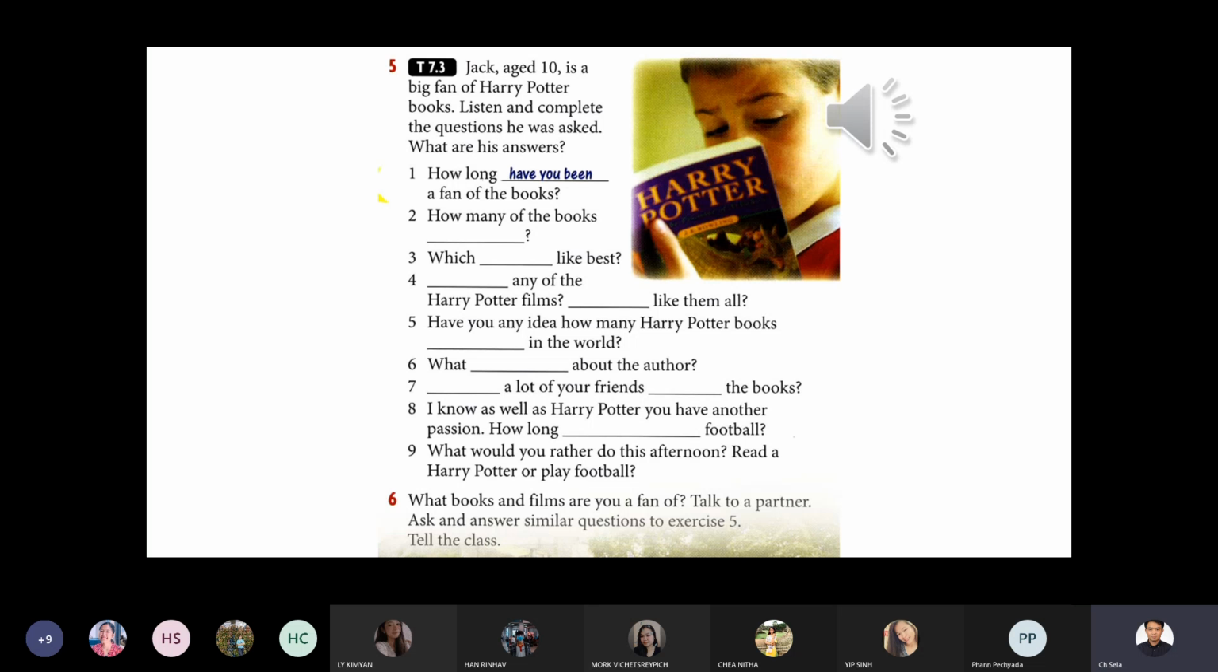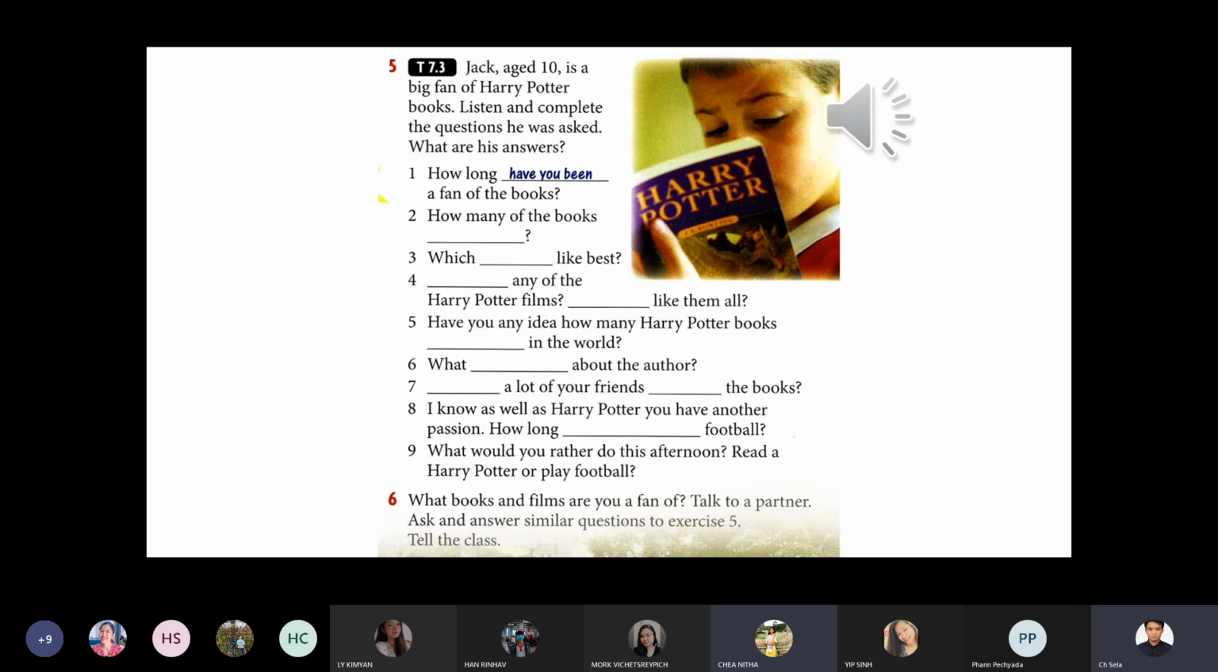Jake, age 10, is a big fan of Harry Potter books. Listen and complete the questions. He was asked, what are his answers? So we have number 1 until number 9. Let's listen and complete the blank spaces. But before you listen, just go and read this together. So I want Nita, can you read number 1 until number 9 for your friends before you listen and complete the blank spaces?